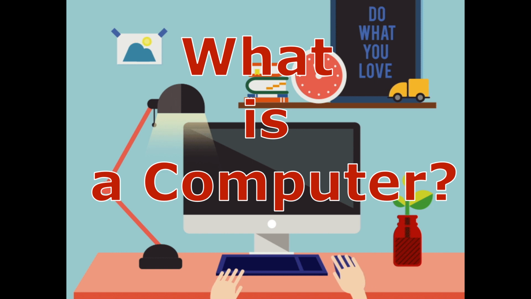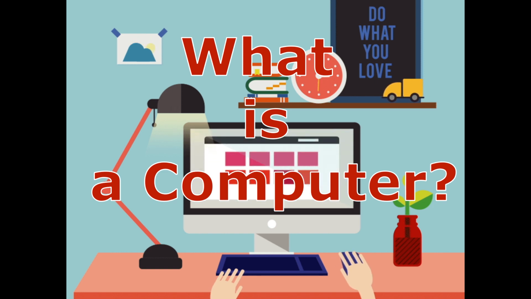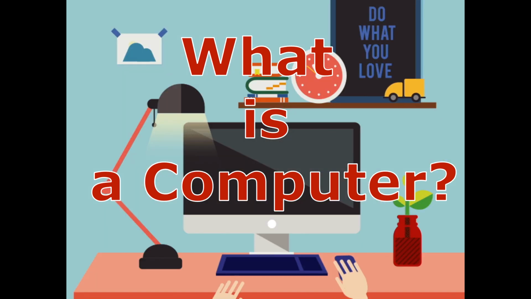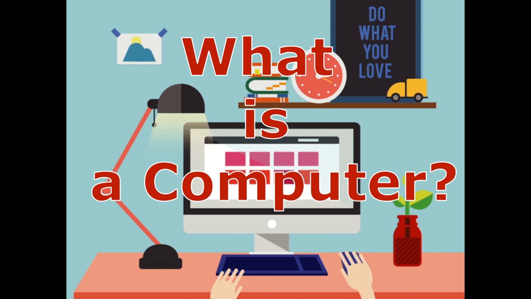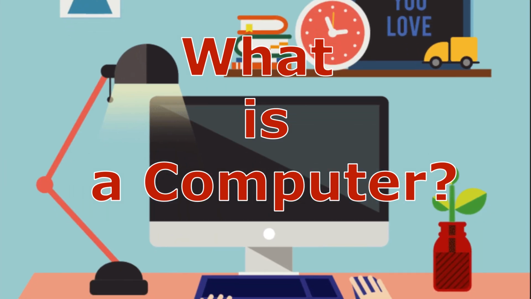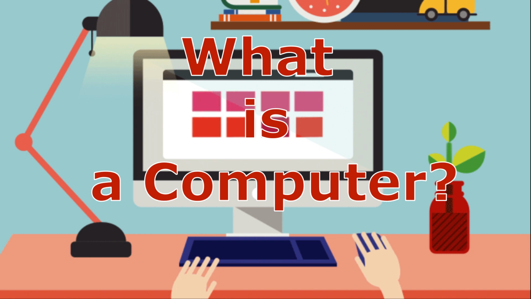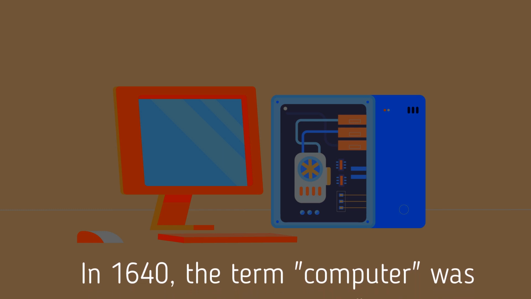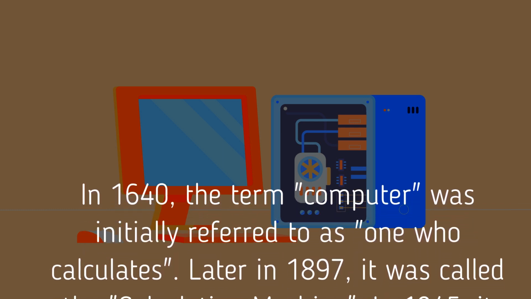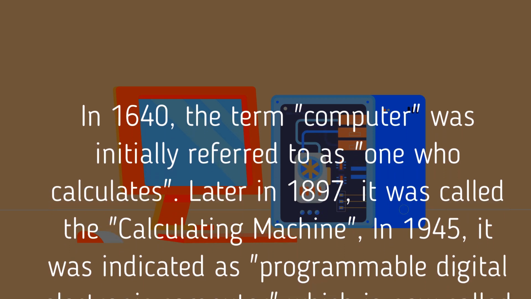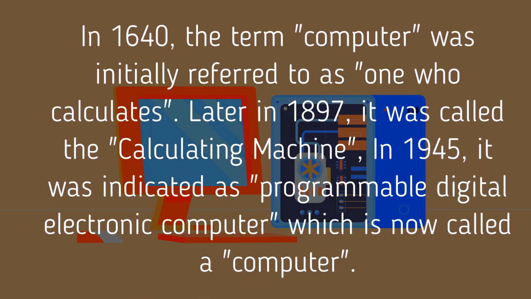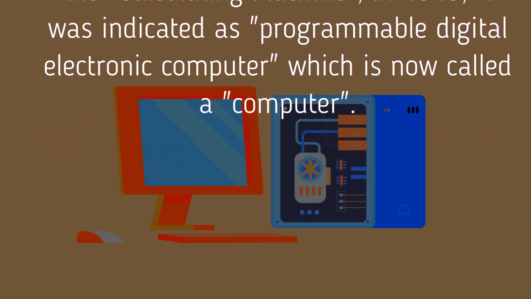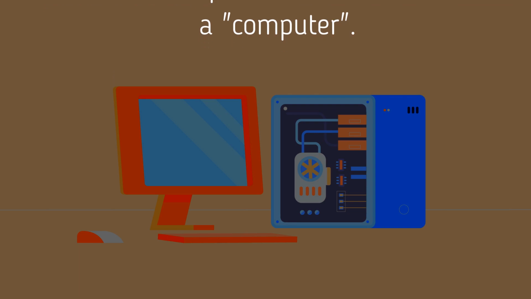In basic terms, a computer is an electronic device that processes data, converting it into information that is useful to people. Any computer, regardless of its type, is controlled by programmed instructions which give the machine a purpose and tell it what to do. In 1640, the term computer was initially referred to as one who calculates. Later, in 1897, it was called the calculating machine. In 1945, it was indicated as programmable digital electronic computer, which is now called a computer.